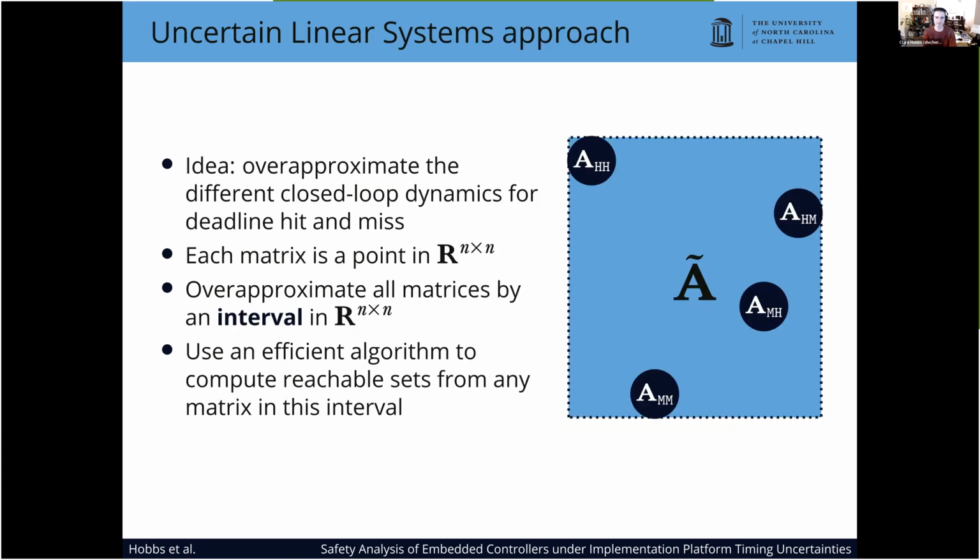In the uncertain linear systems approach, the idea is essentially to over-approximate all the different closed-loop dynamics that could occur in the automaton, rather than trying to approximate the different trajectories themselves. Essentially, you can think of each matrix as a point in an n by n dimensional vector space. And what this algorithm does is over-approximate all those matrices by an interval in that same space. And we can then use an efficient algorithm to compute all the reachable sets that are possible from any matrix in this interval, being multiplied by the state vector repeatedly.